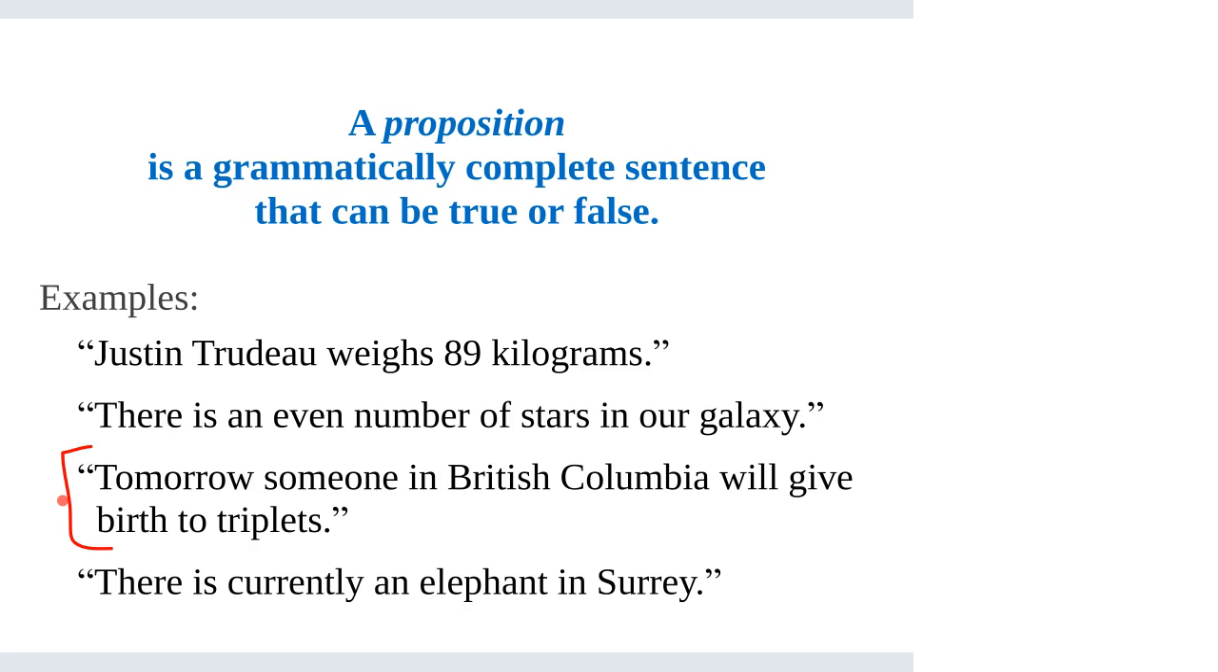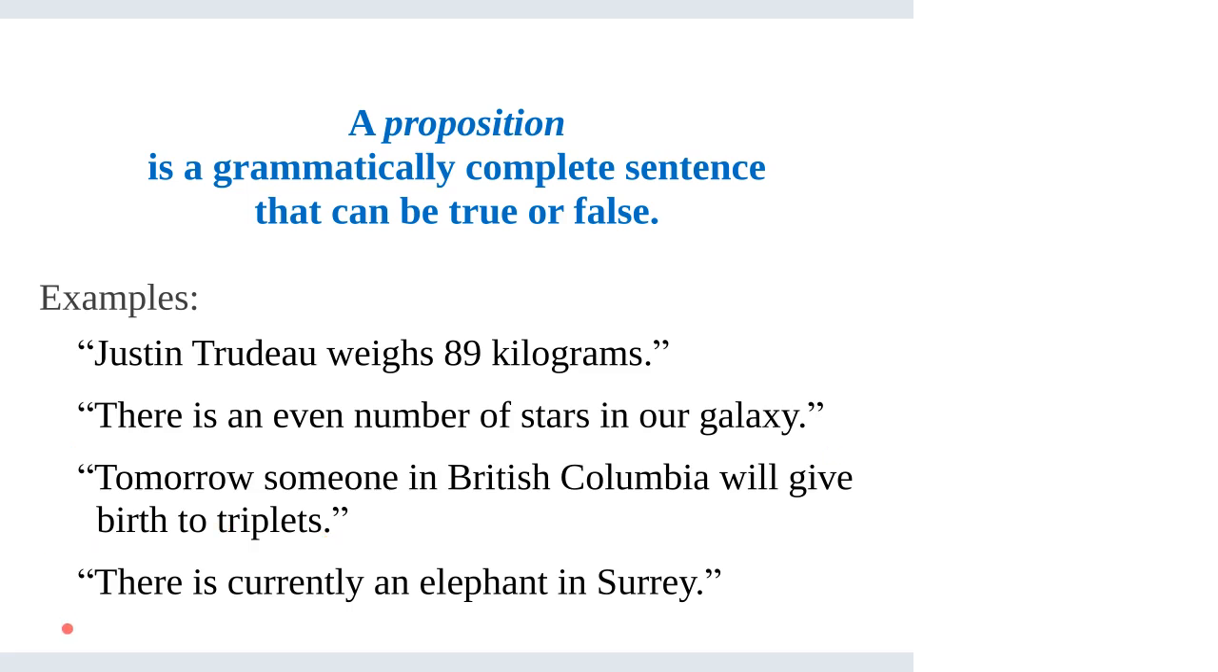Likewise, tomorrow someone in British Columbia will give birth to triplets. Here we can't verify now, but wait till tomorrow, right? We could verify then. But either way, we don't have to wait for tomorrow, we can know right away that this is a proposition because it's a grammatically complete sentence. It starts with a capital letter and ends with a period, right? That can be either true or false. And we can know immediately that it's a proposition. Whether it's true or false is a question of testing and verification, which you can imagine would be for someone else to do. But in this logic class, all we need to know is that it's a proposition. And that's the sort of thing we're interested in.